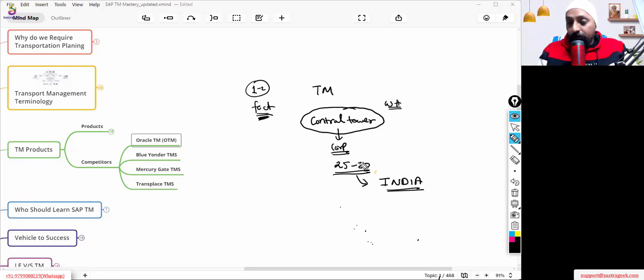So that was a control tower. Then for the Middle East, one control tower was put in, then one control tower for the other Asia countries, including Turkey, one control tower in US and Canada, and one more control tower in the Africa region. 5 to 6 control towers were put there. And the total number of people using SAP TM was more than 200. Around 200 plus people were using TM as end users.